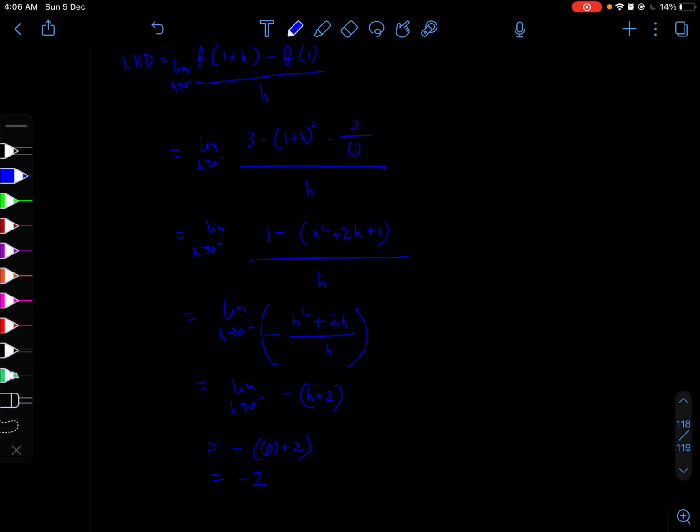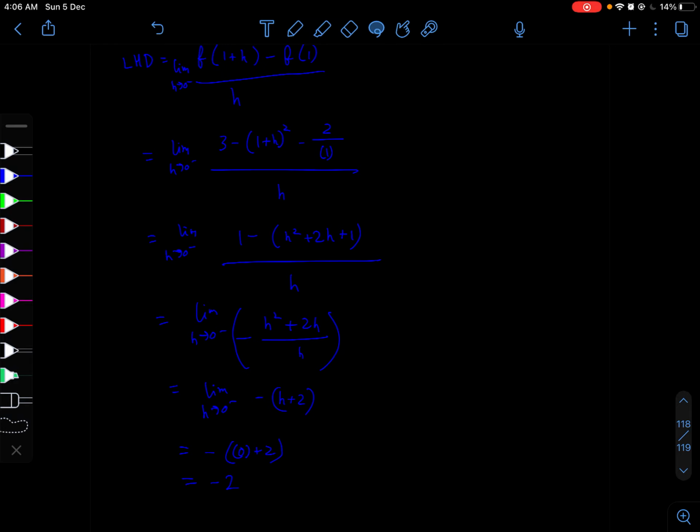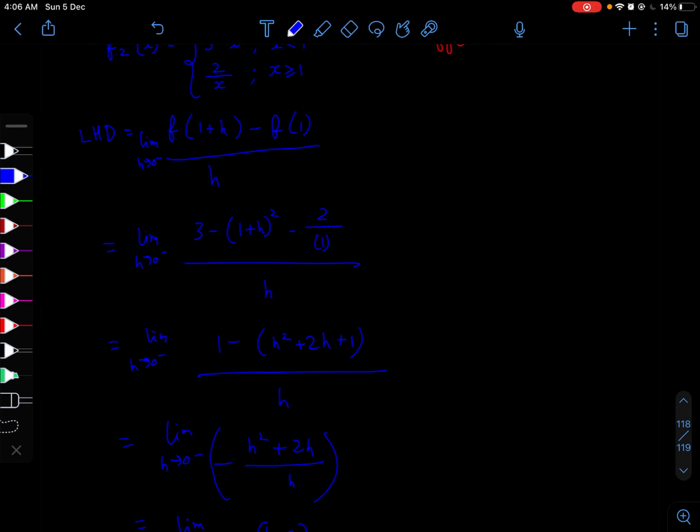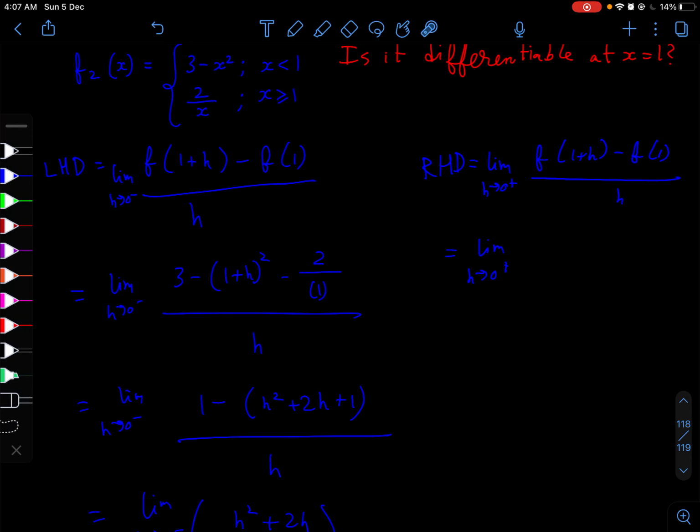Now for the right hand derivative, we can have the limit as h tends to 0 plus of f of 1 plus h minus f of 1, whole thing divided by h, which is the limit as h tends to 0 plus. Now here h is greater than 0, which implies that 1 plus h is greater than 1.